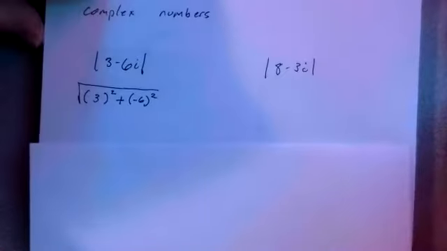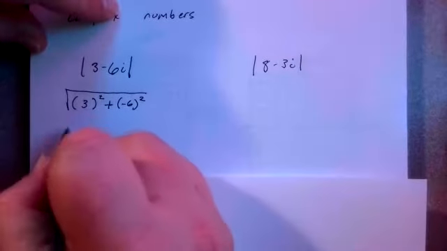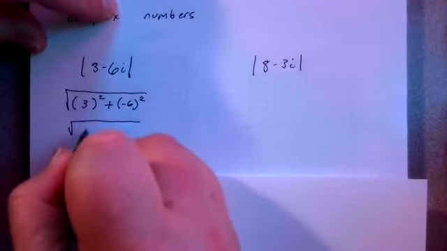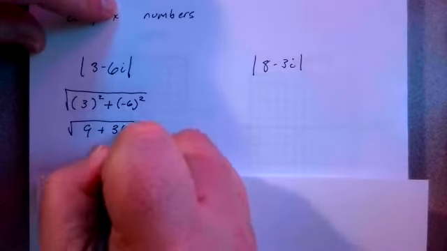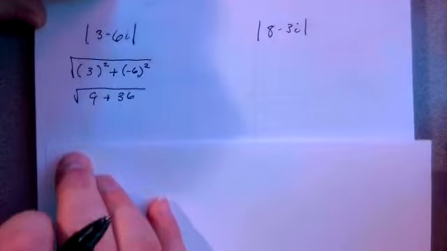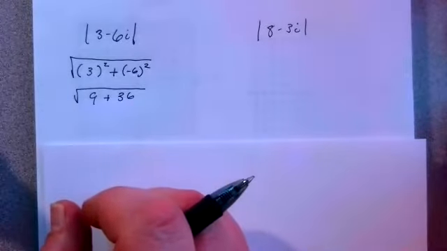Come on, Stevens, get it together. Well, 3 squared, we know, is 9. And 6 squared is 36. 9 plus 36 is 45. Now we have the square root of 45.